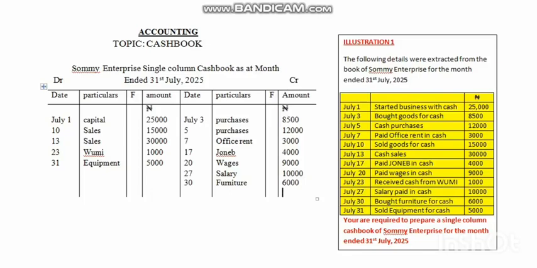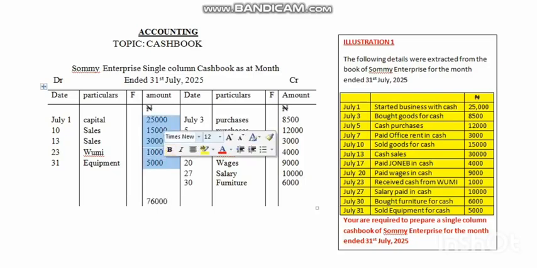So what are we going to do? We are going to write 76,000 naira here. 76,000 naira is the total amount. Remember, this is when we sum the whole figure here, we get this one. So we calculate this, we get this one.